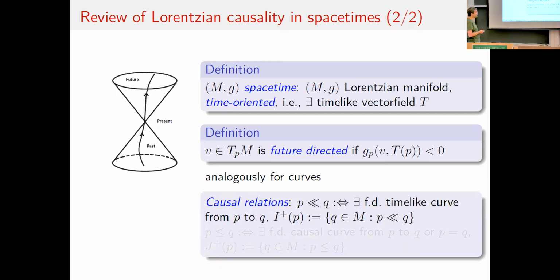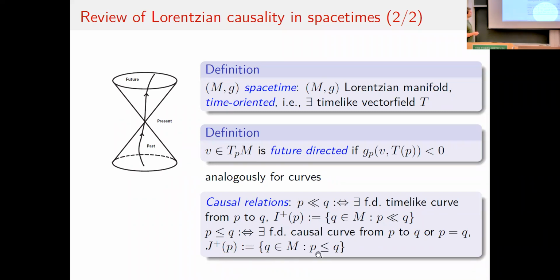And then we can define the causal relation. We say that p is less than q, p is time-like related to q, if there is a future-directed time-like curve from p to q. We set I plus of p, the chronological future of p, as all points q which are in the chronological future of p, and similarly I minus of p. Also, we say that p is less than or equal to q if there is a future-directed causal curve from p to q, or they are equal. And similarly, we define J plus of p as all q which are in the causal future of p. So this is the causal relation.